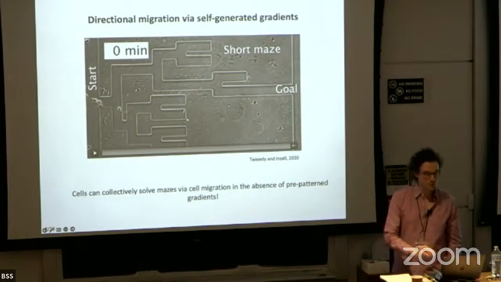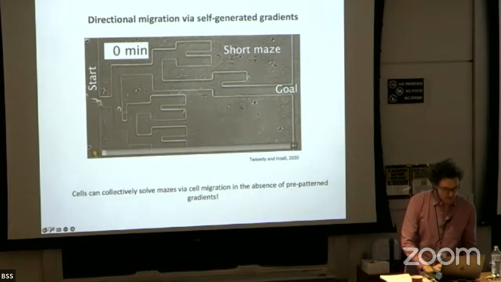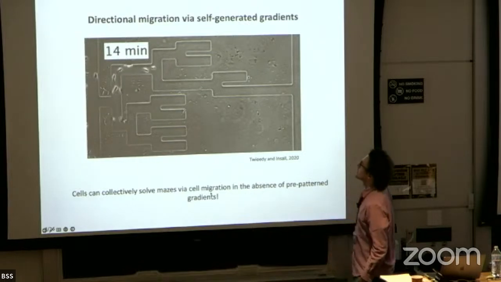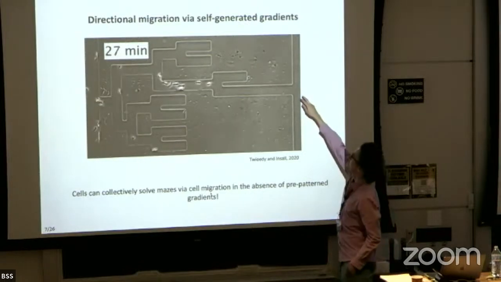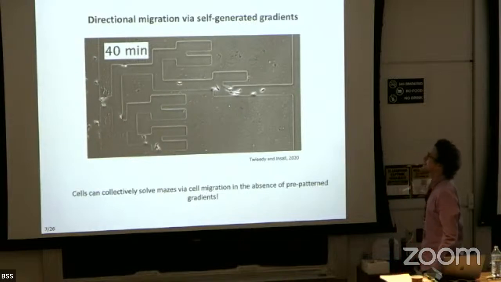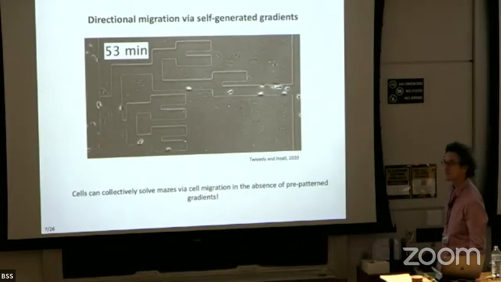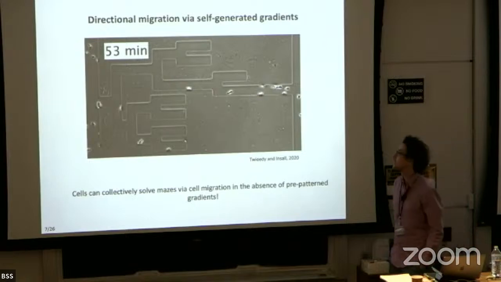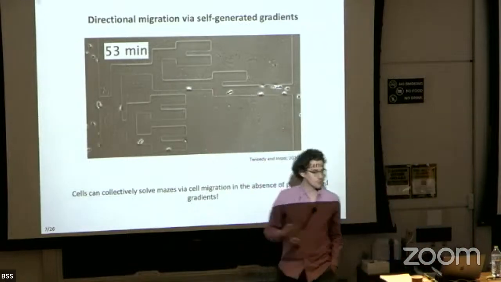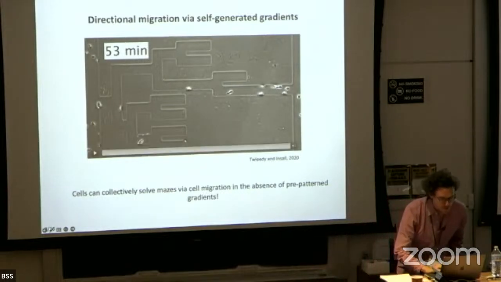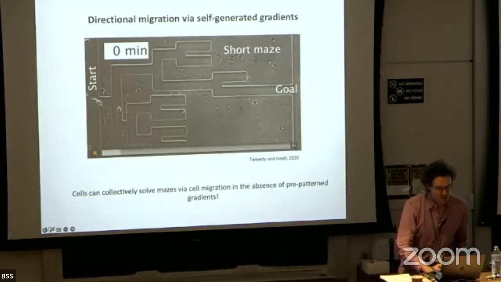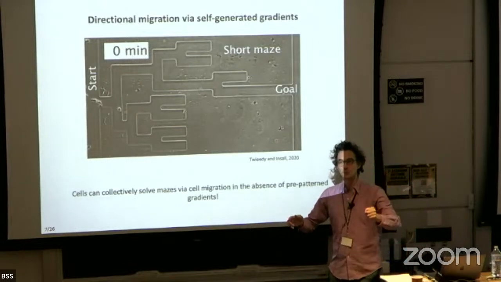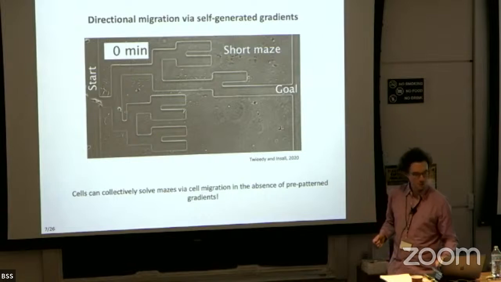Again, there are no pre-patterned cues, but what's amazing is that if you put cells in there, cells can essentially collectively solve mazes. And that's a collective effect. If you put very few cells, it doesn't happen. And this is really not a trial and error thing. If you think about yourself in a labyrinth, you're going to try things at random. You're going to bump against a wall. You're going to go back. That's going to be much more of a random walk.